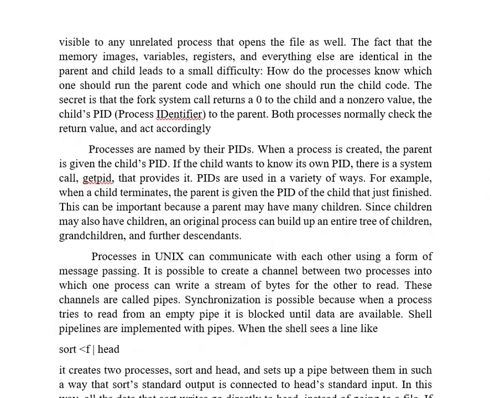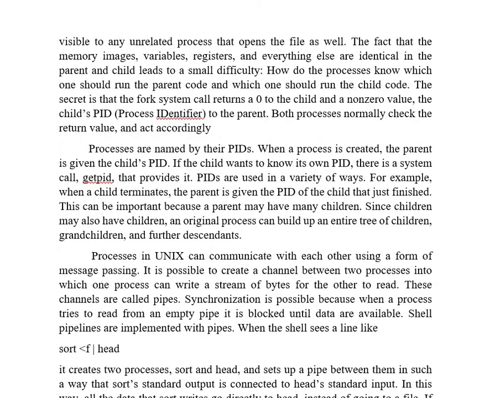The fact that the memory images, variables, registers, and everything else are identical in the parent and child leads to a small difficulty. What is that difficulty? How does the process know which should run the parent code and which should run the child code? The secret for this is that the fork system call returns a 0 to the child and a non-zero value, the child's PID, to the parent. Both processes normally check the return value and act accordingly.